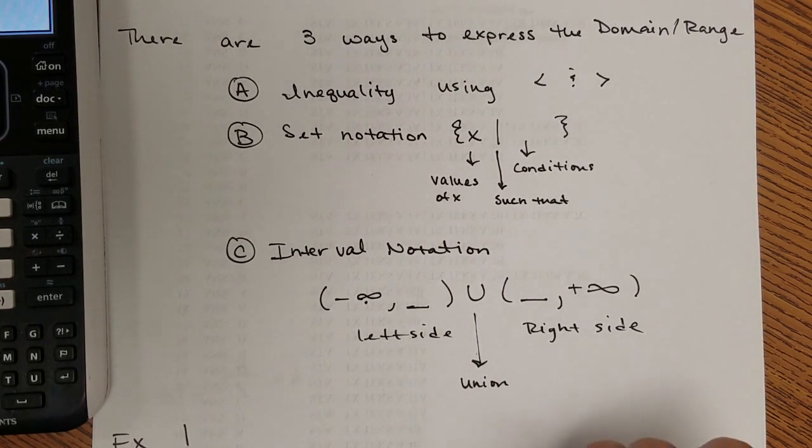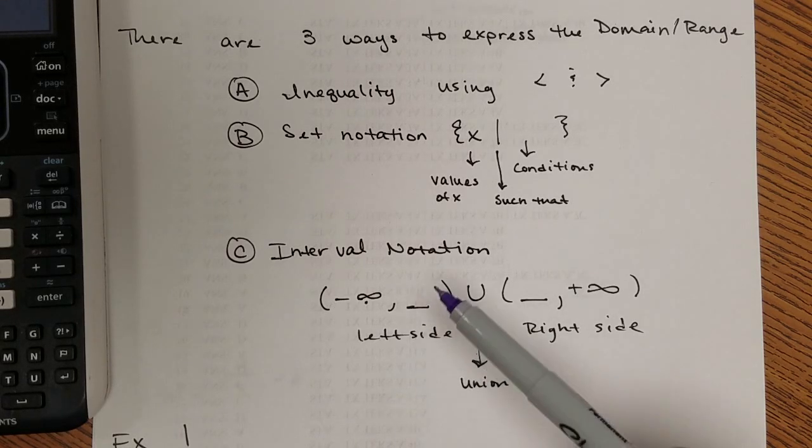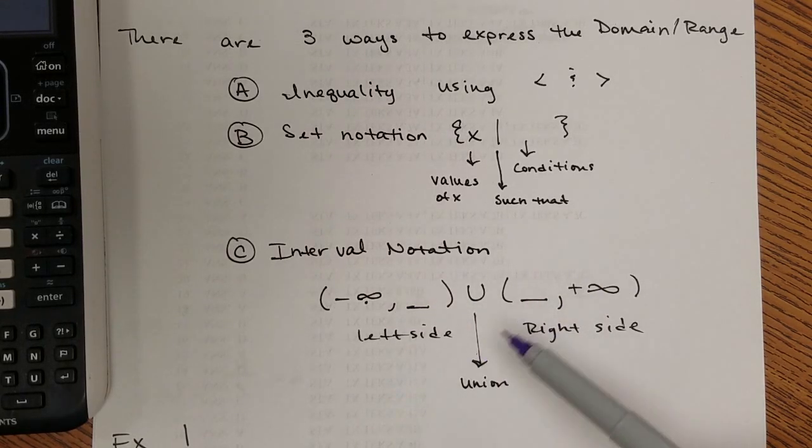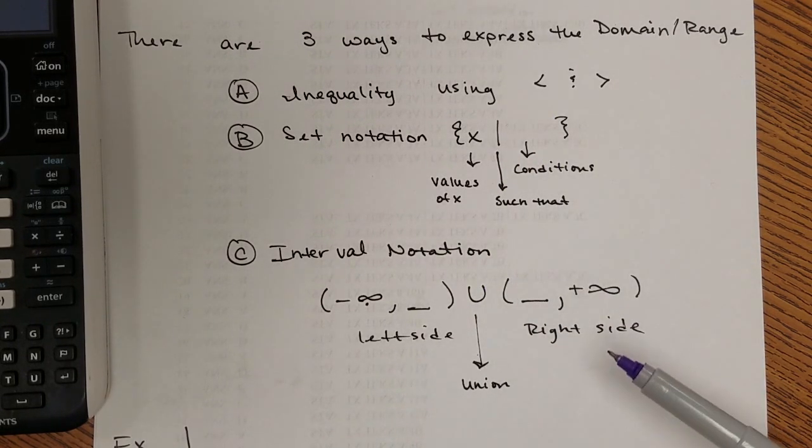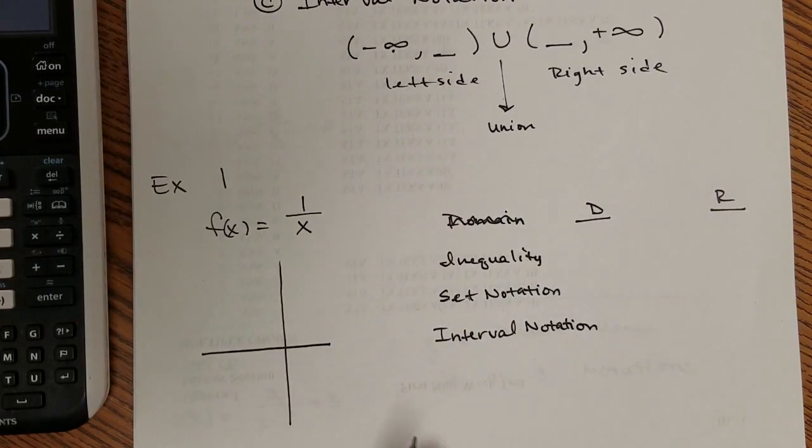Now, when we're dealing with rational expressions, we're actually going to have the union of two different intervals because there are two branches to the graph of the hyperbola that we have. Okay, so there's the three. What I want you guys doing is practicing all three of these notations in this section.